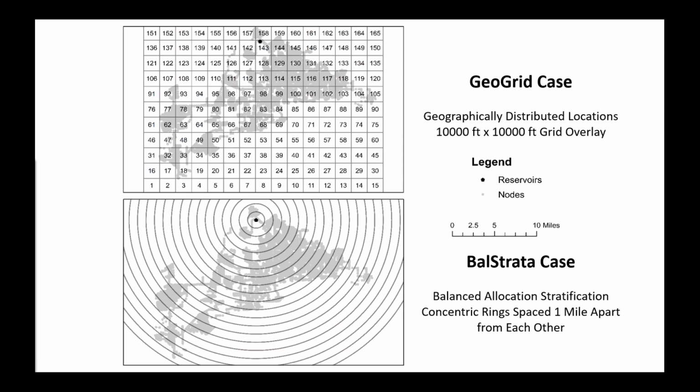To give a better visual idea of what I'm talking about with these location cases, here I show examples of the GeoGrid case, or the geographical grid overlaying the network. In that case, you can see there's a grid overlaying the network, and then sample locations get selected from each of the individual grid cells. And then a balanced allocation stratification, where in each ring moving out from the source, an approximately equal number of sampling locations get selected.